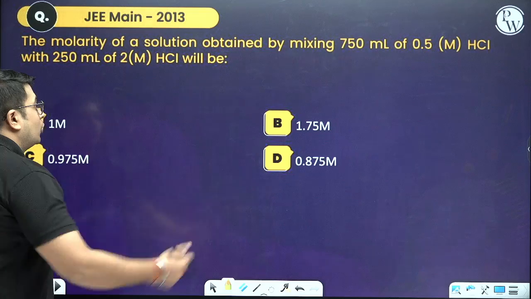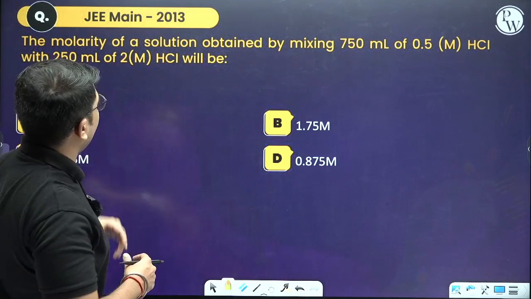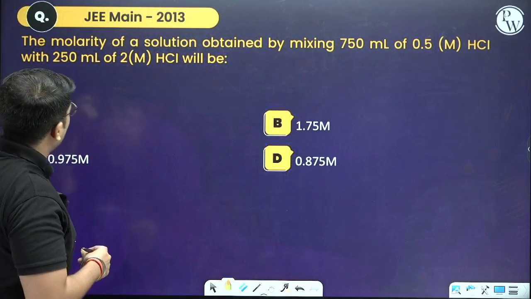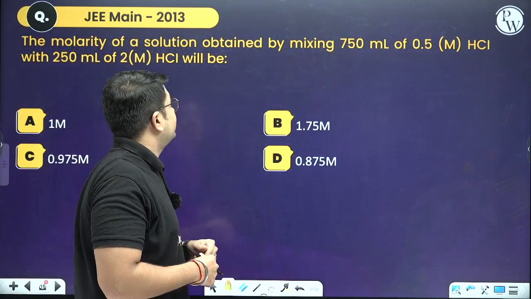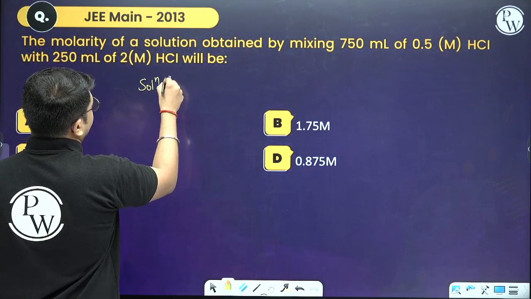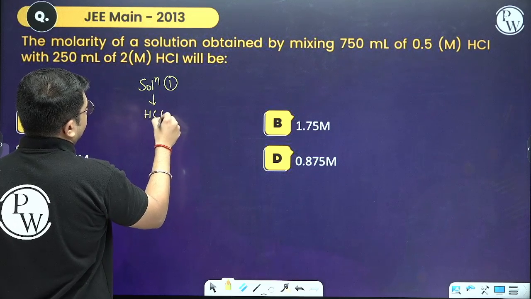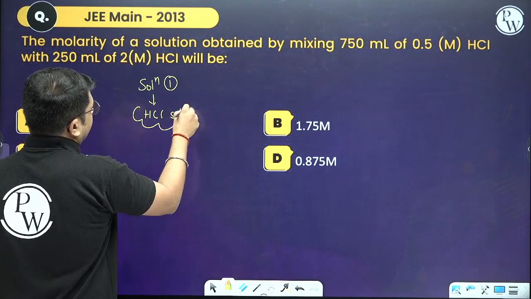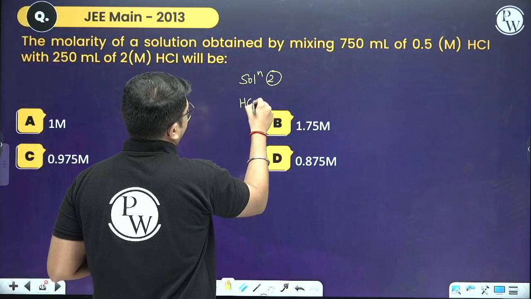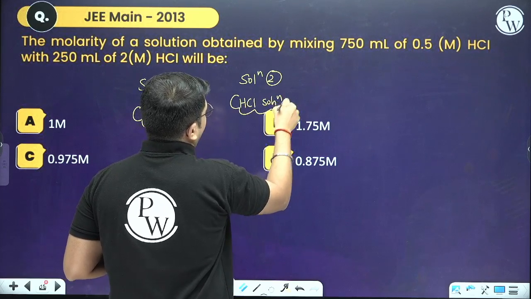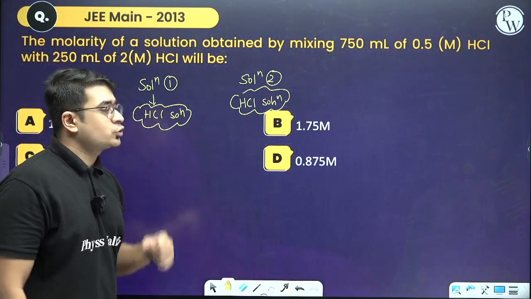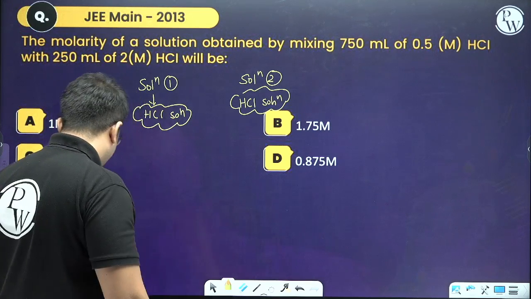Okay. Now talking about the next question, the molarity of a solution obtained by mixing 750 ml of 0.5 molar HCl with 250 ml of 2 molar HCl will be. Now in this case, you can see that solution 1 is actually HCl solution, and you can see that solution 2 is again HCl solution. So I told you that we have a specific concept, that is the concept of mixing, in which solute is actually same. So how to deal with the questions related to this particular part?